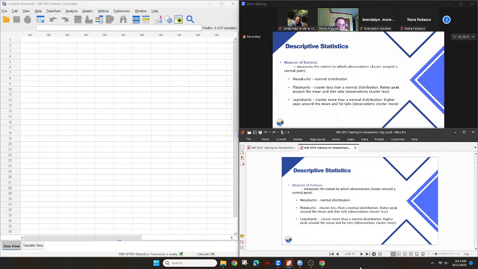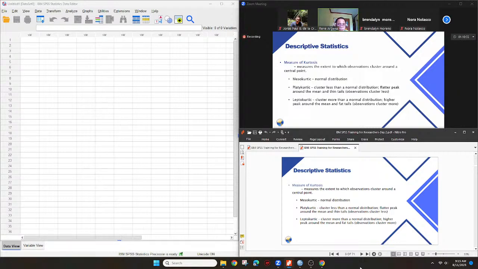No problem with mesokurtic distribution, because it is just the same as normal distribution, while platykurtic distribution clusters less than a normal distribution, and usually has a flatter peak around the mean and thin tails. It means that the top is flat, a distribution wherein more or less the frequencies for all classifications are just the same, somewhat like a uniform distribution.